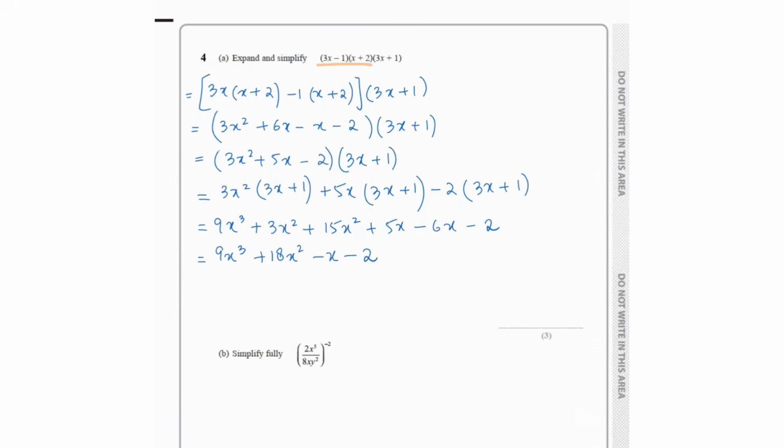I've noticed from some students that they think simplifying means you have to take the highest common factor. Not necessarily. Over here, when they say expand and simplify, they want you to expand the brackets first, and simplify means collecting the like terms so that your answer is in a more simplified manner. So that's what simplify means over here.